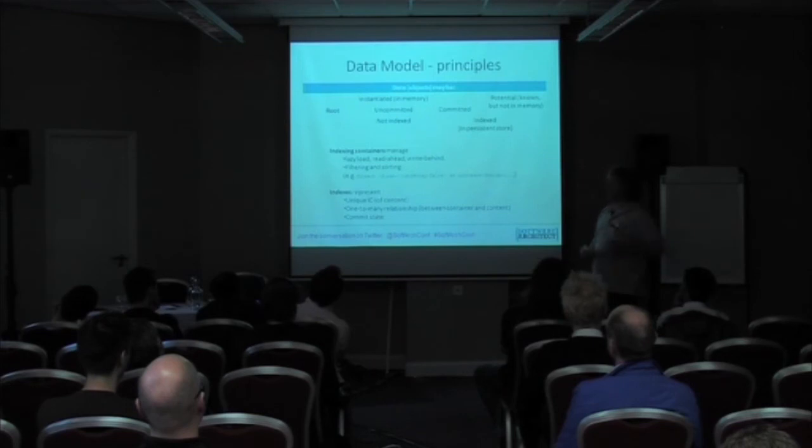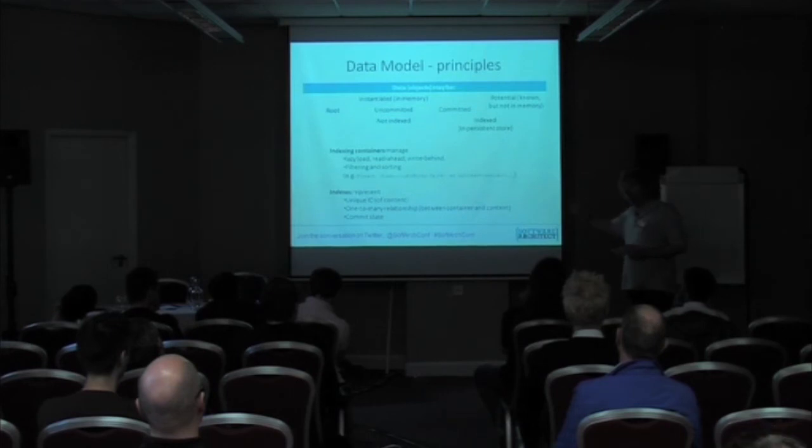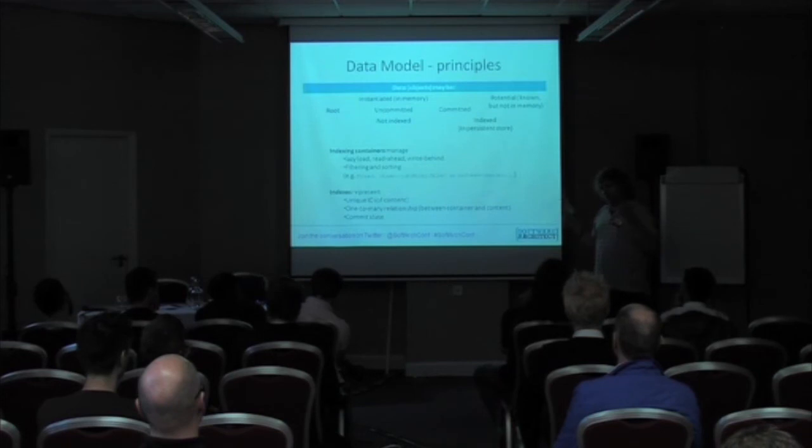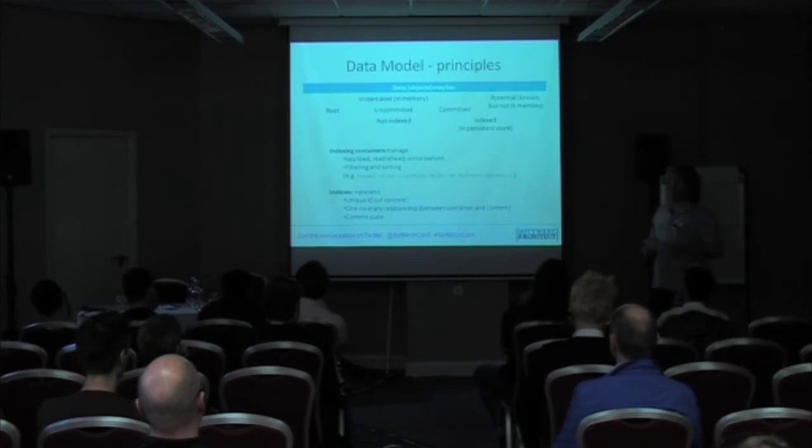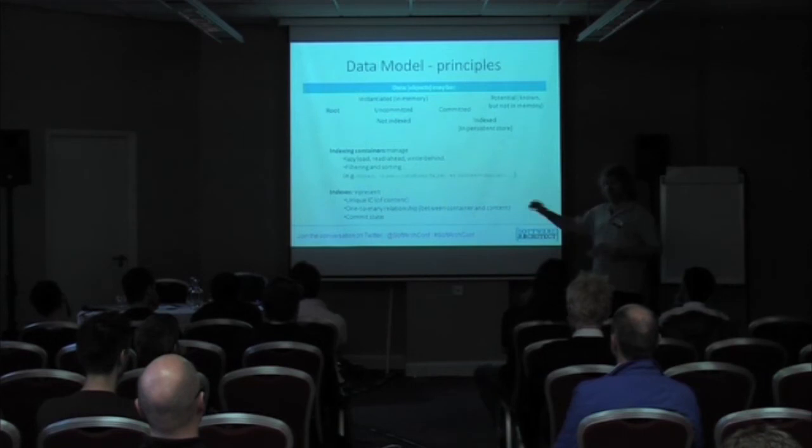All right, we talked about the indexes. They represent the unique ID of the content in some form in the persistent store. It represents the relationship between the object and its container. Everything exists in a container apart from the roots. And it also represents the commit state of the object, whether it's committed or not. So whether it's in persistent store or whether it's not.